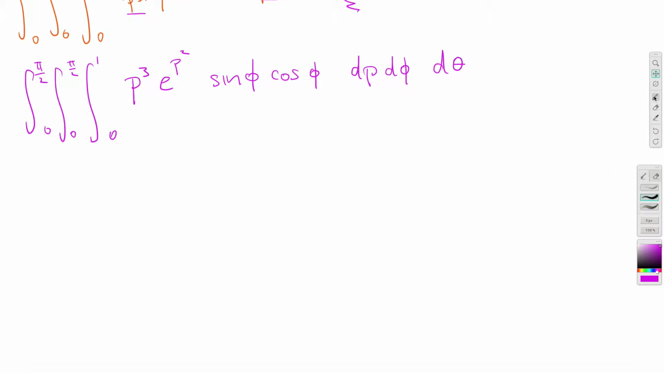Alright, how are you going to integrate this? You're going to have to do something a little crazy. You're going to have to let u equal rho squared. Then you're going to get du d rho equals 2 rho, which then means that d rho equals du on 2 rho. Alright?